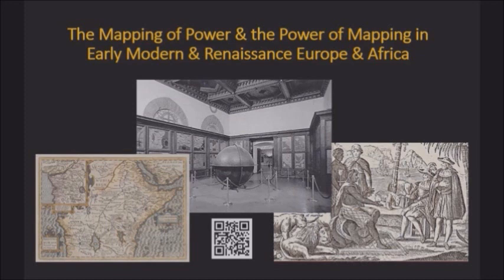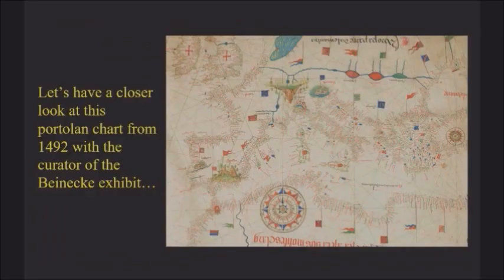The mapping of power and the power of mapping in early Europe was very much on the minds of the Medici. They had, for example, in the Medici Palace, a map room with a globe at the center and a representation of maps all around it. They were very interested in maps of Africa and began to collect them. Let's have a closer look at this portolan chart from 1492 with the curator of the Beinecke exhibit that features this particular chart.